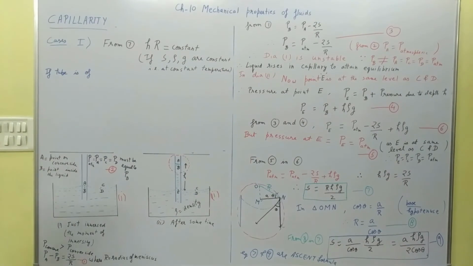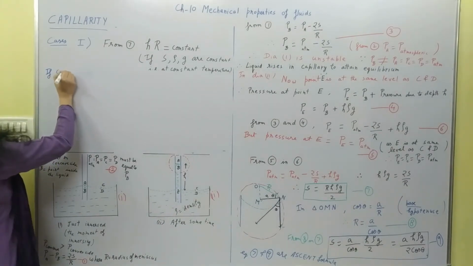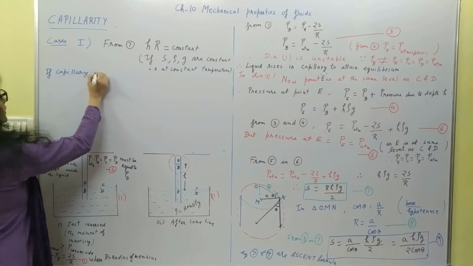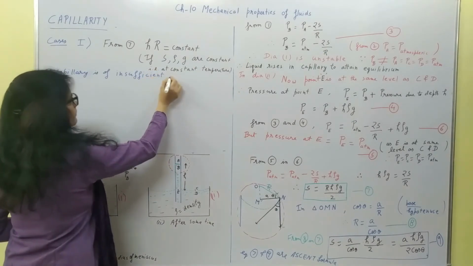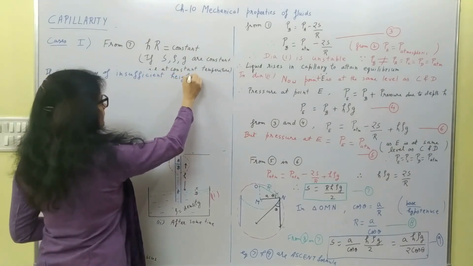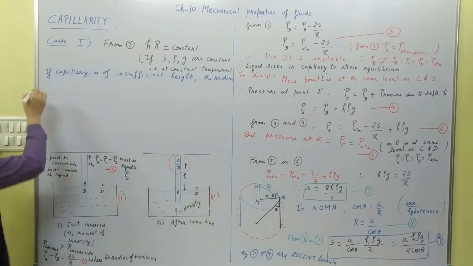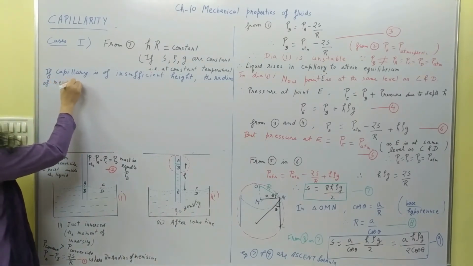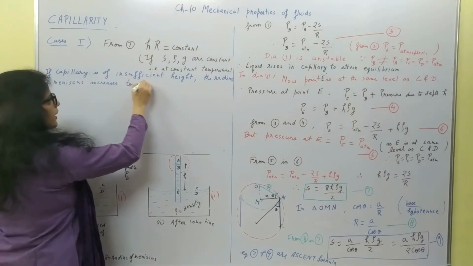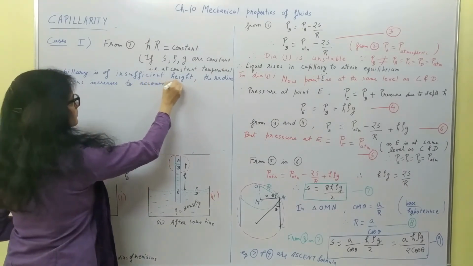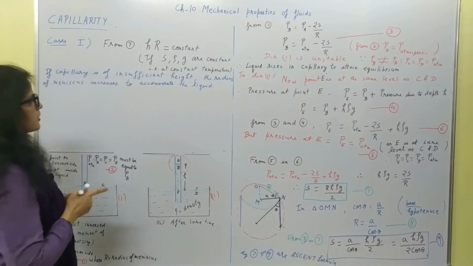Better to write capillary. If capillary is of insufficient height, the radius of meniscus increases to accommodate the liquid. It will not fall out.